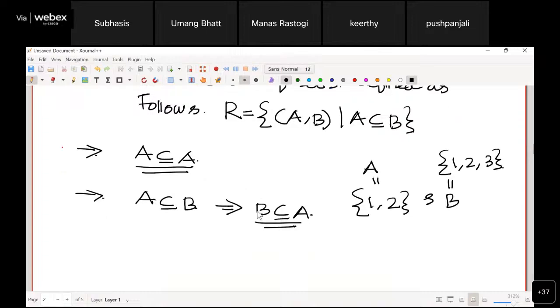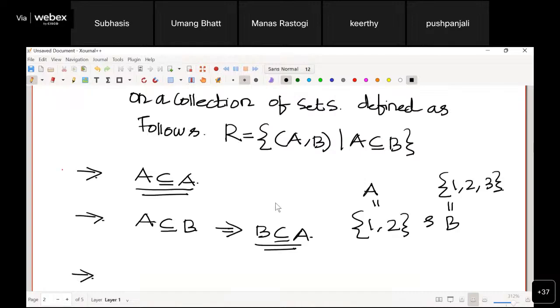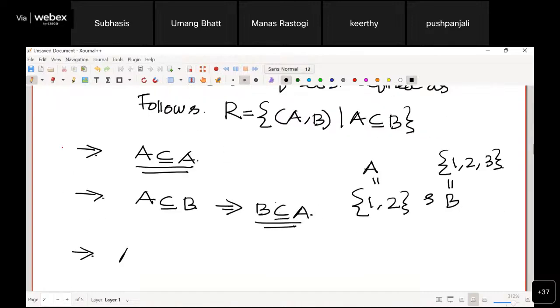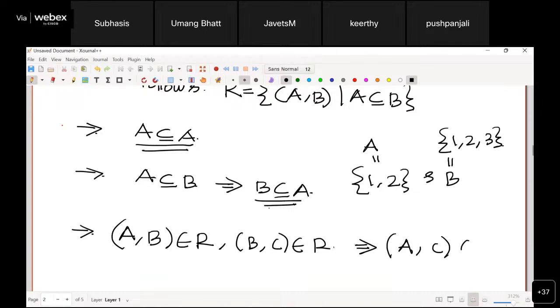So what about transitive? Whether this relation is transitive? If A is a subset of B and B is a subset of C, then A is a subset of C. So for transitivity, what we need to show is that if (A, B) is in R and (B, C) is in R, then (A, C) is also in R.